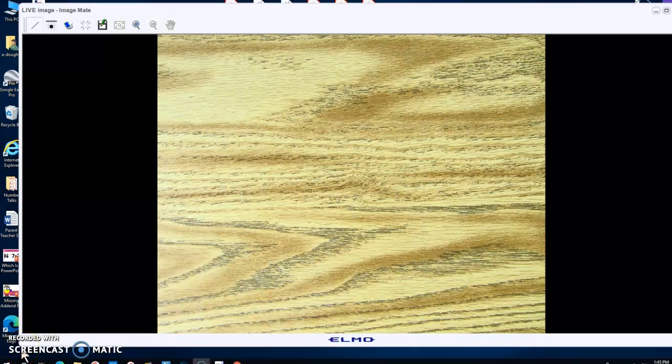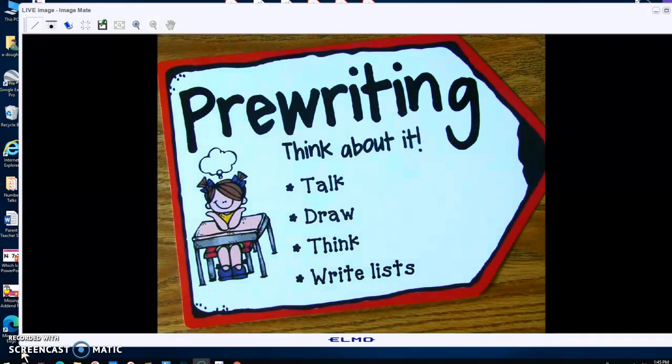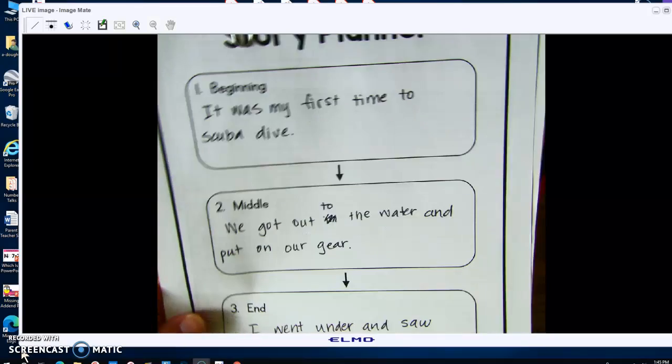About the writing process. Remember, we don't just write a story really quick and we're done, are we? So I said there is a writing process. The first thing we do is called what? Pre-writing. This is when we think about it. And we started to do that the other day. Remember, we started on Friday with our story planner, doing the beginning, middle, and end.